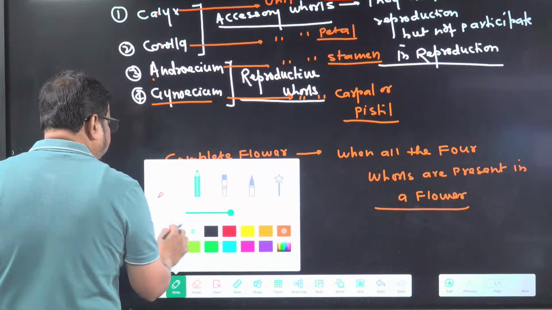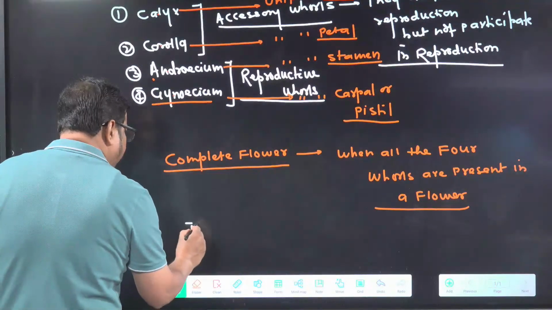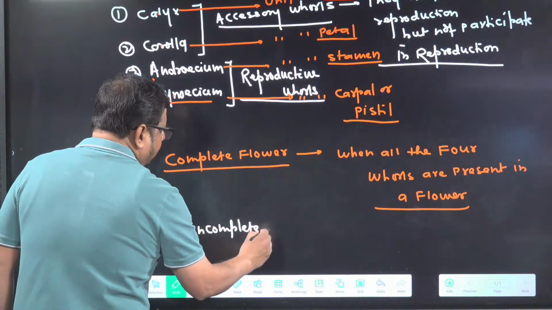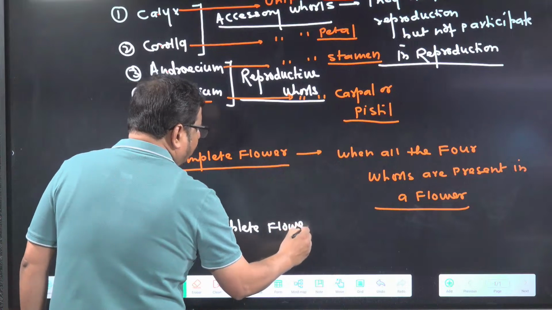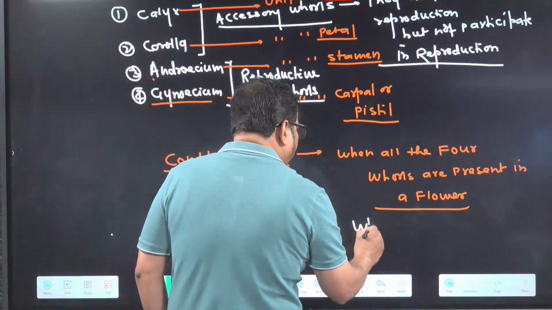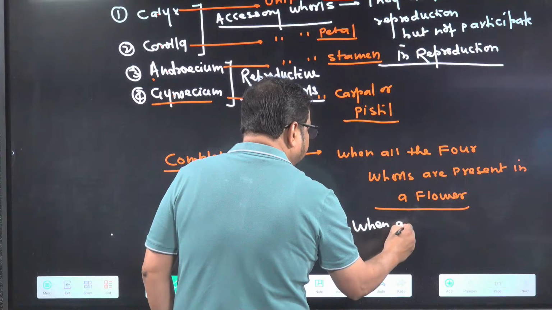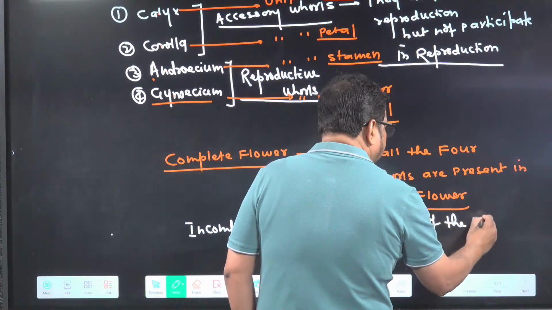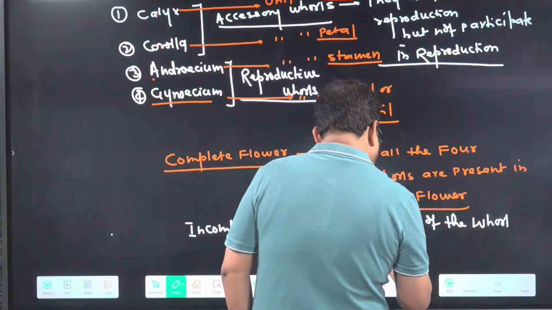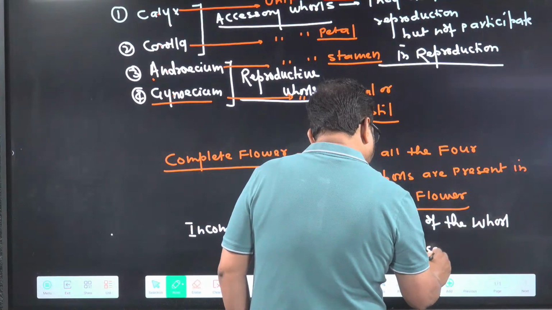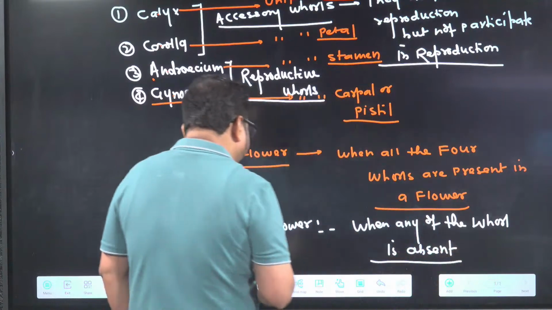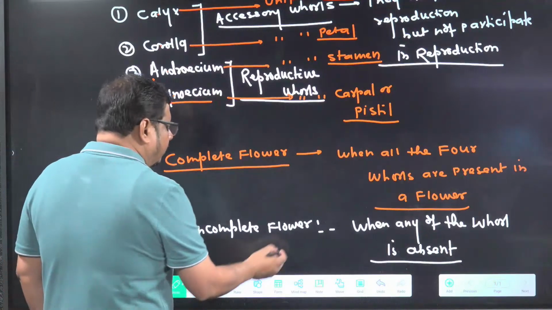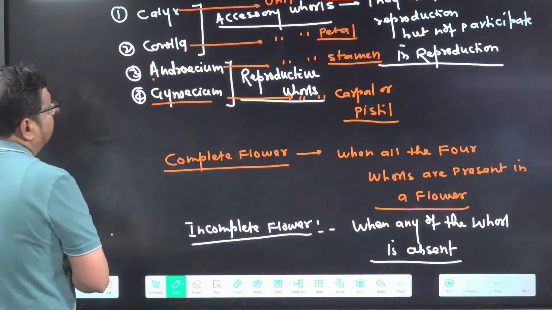Now I am writing another terminology, that is incomplete flower. So what is an incomplete flower? When any of the whorls is absent, it is called which flower? Incomplete flower. Understanding the idea or not? When any of the whorls is absent, that flower is called an incomplete flower.